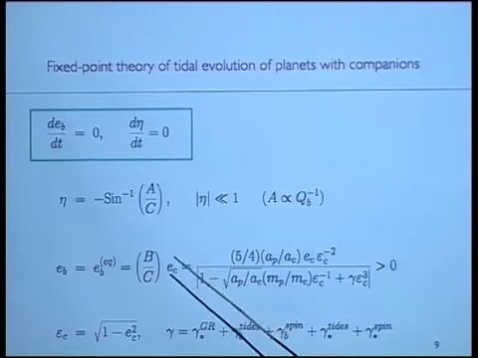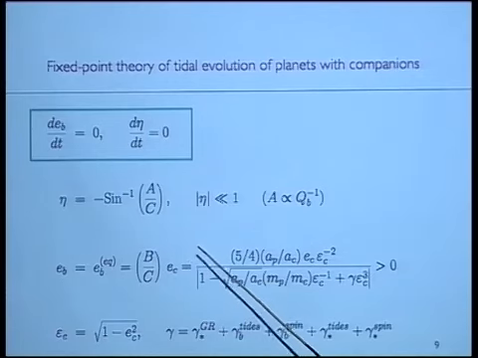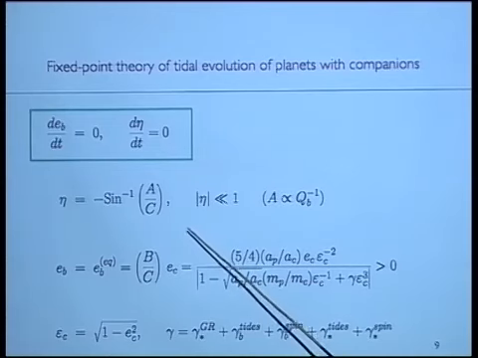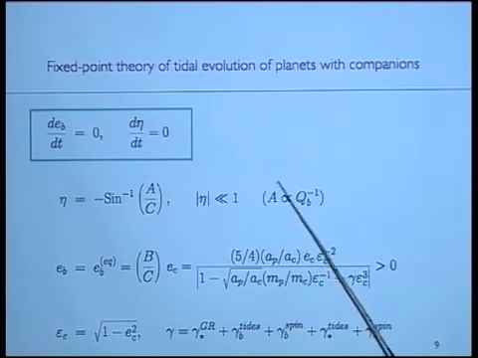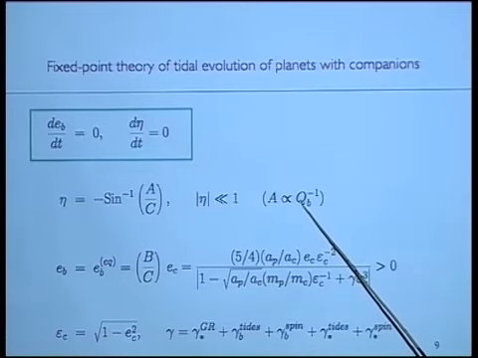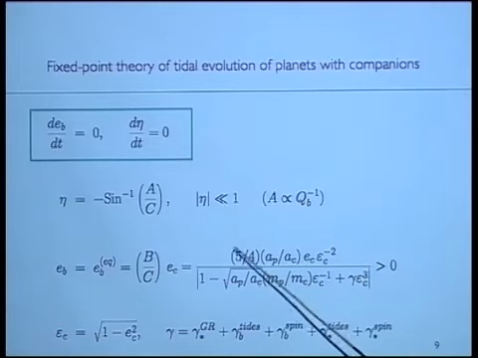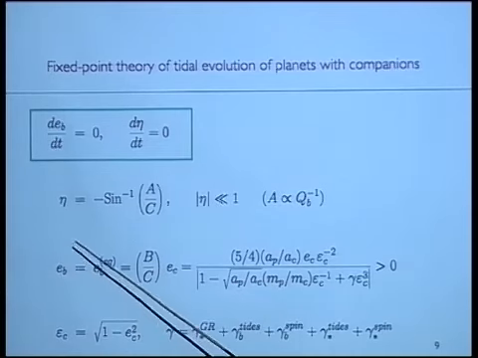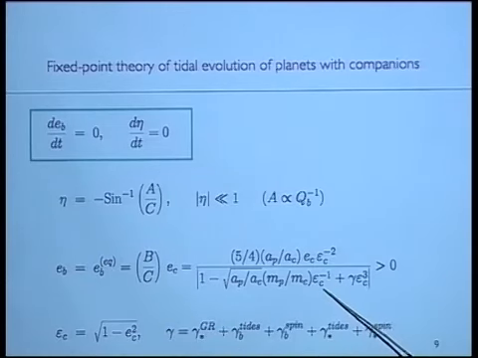You find that eta evolves to either an angle very close to zero or very close to pi. I've just done the zero one here. And the angle is related to the Q value of the planet. So for sensible values of Q, this is very close to zero. On the other hand, the eccentricity evolves to a non-zero value. This is the fixed point eccentricity. It's got a very simple form.